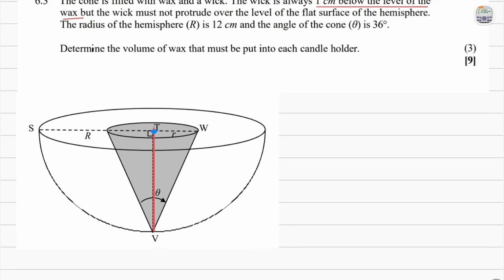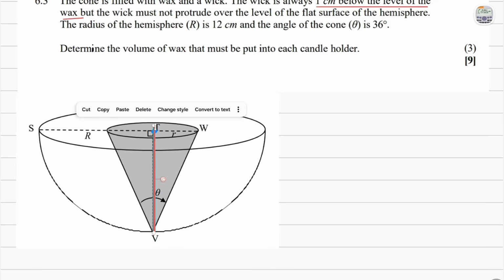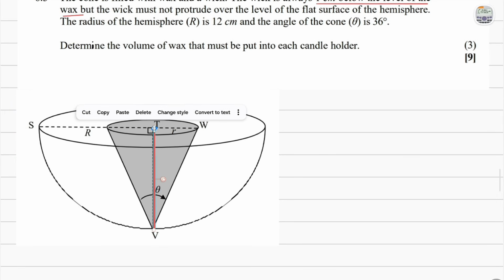We can't go beyond this. So it means that that wick should be 1 centimeter below this. It doesn't make logical sense to put the wick below the surface, because then it's not a candle anymore. Well, it's a candle with wax that you can't use because you're now going to have to dig in to find the wick to even light it.